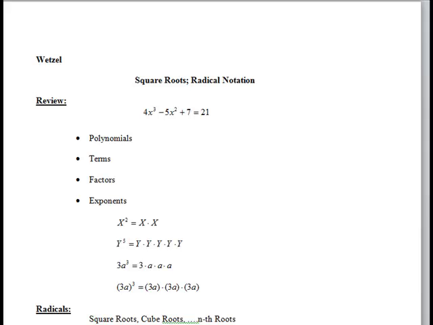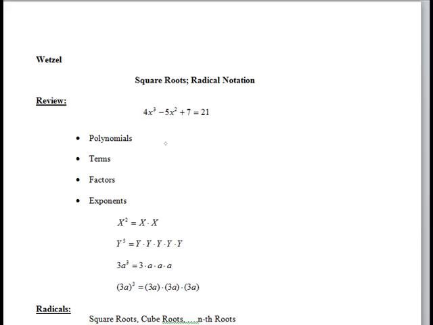Square roots, radical notation. Before we get into radicals, we're going to review a little bit. For instance, 4x cubed minus 5x squared plus 7 is equal to 21 is obviously an equation that has an equal sign. But equations, like expressions, polynomials, and so forth, are made up of terms. Terms are separated by addition or subtraction, or an equal sign, if you will, in this example.